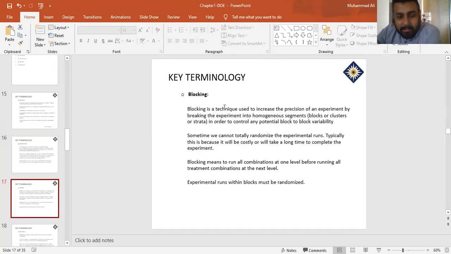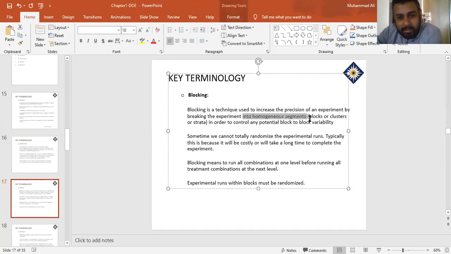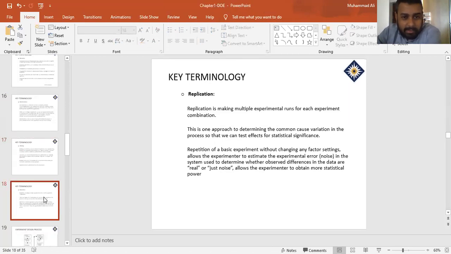In the blocking experiments, what we do, we just control some of the factors. We do not change them at all. We keep all of them the same. We just change one of them in this blocking technique. So we keep everything similar, homogeneous segments, okay? Or we just change one variable and we look at its effect. Blocking means to run all combinations at one level, a similar level, before running the treatment at the next. So we keep all the factors the same, we look at their effect, and then we change just one factor out of it to check what is going on in the case space.